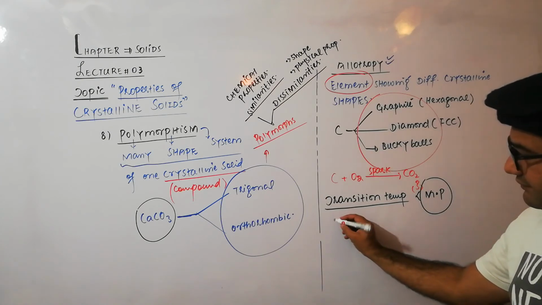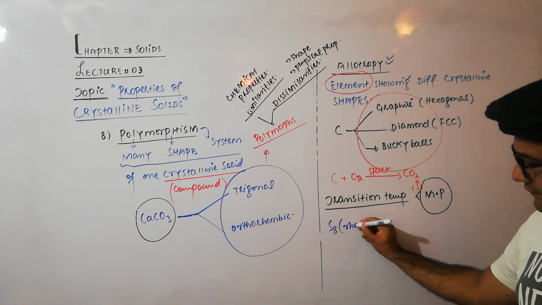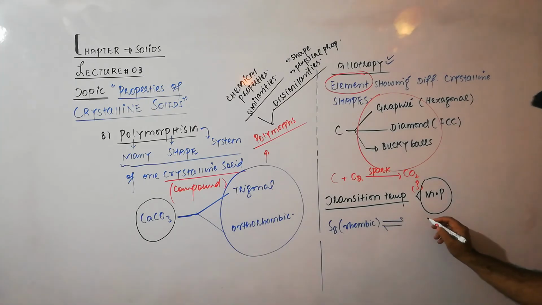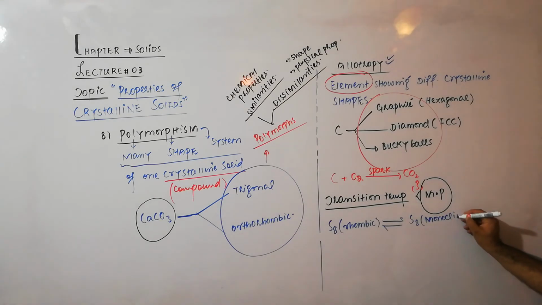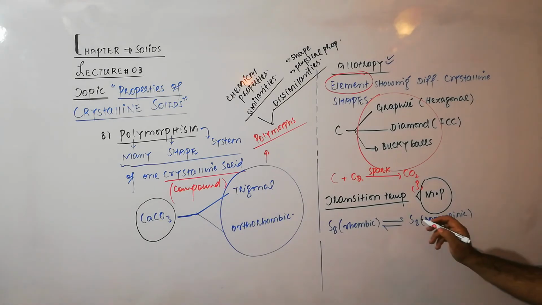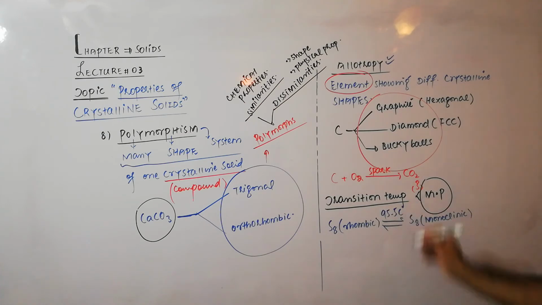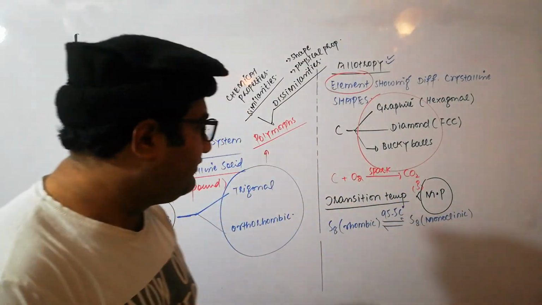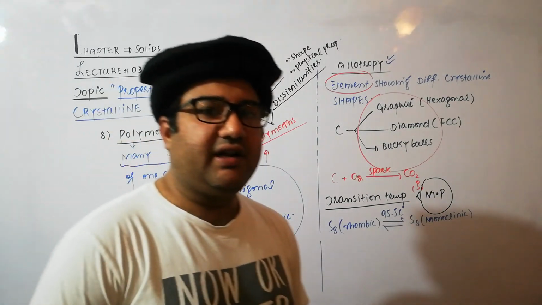Like sulfur, it exists in the rhombic form as well as in the monoclinic form. And what is the temperature for it? 95.5 degrees. This 95.5 degrees is the transition temperature of sulfur, where the two different crystalline forms, rhombic and monoclinic, coexist at the state of dynamic equilibrium.